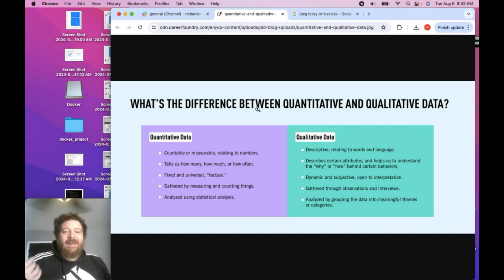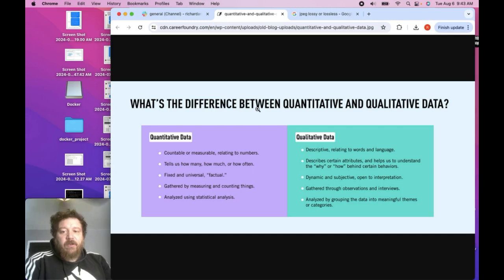I studied rhetoric and communication, so this is very intuitive to me overall. It might not be for most people, but anything that falls into the math realm, when you're dealing with data, like math, calculations, facts, hard, deterministic data, is quantitative. Qualitative is descriptive, relating to words and language.